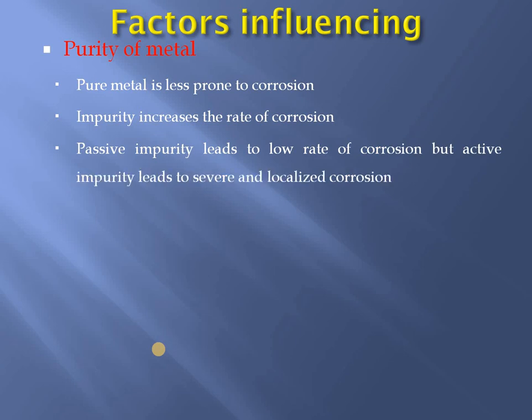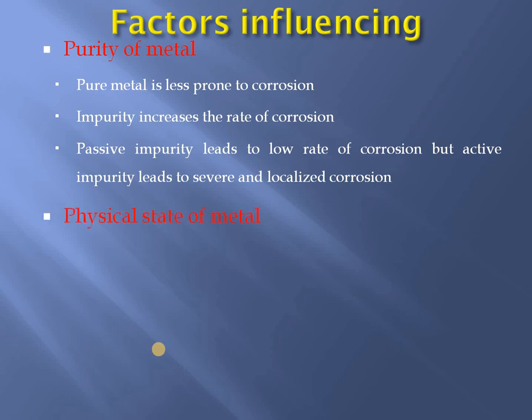If the impurity is passive, the rate of corrosion is less. That means the impurity will act as a cathode and the rate of corrosion will be less. If the impurity is active in nature, that means the impurity will act as an anode. In that case, severe corrosion will occur and that will be a localized corrosion which will lead to the formation of pits.